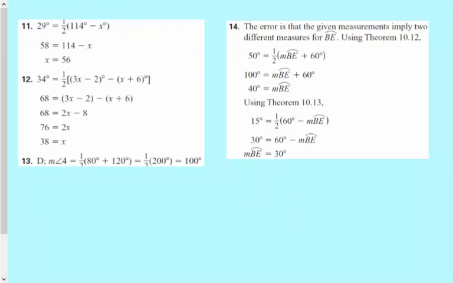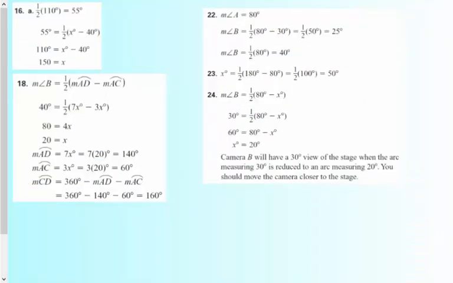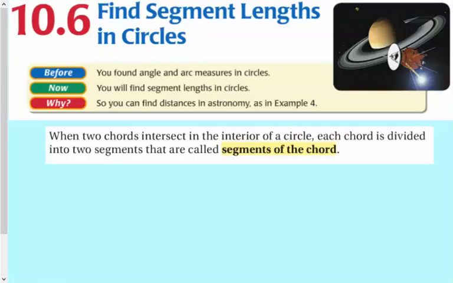Today we're going to be working with segments in circles. So 10.5 was about angles in circles, and today we're going to work with segments. We're going to find different tangent segments and different secant segments.